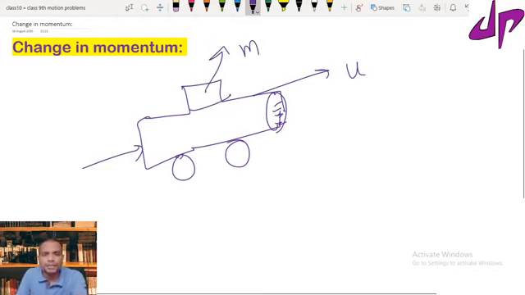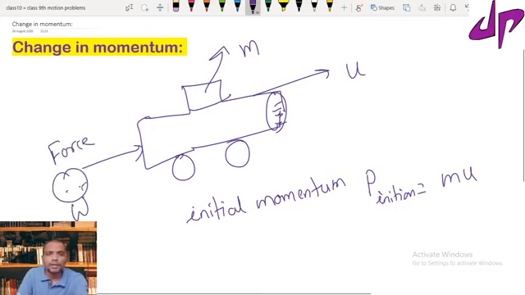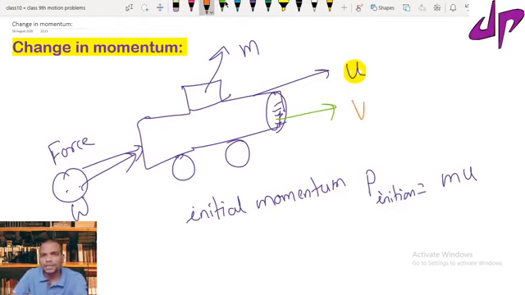We can say it has initial momentum. Therefore, I can write the initial momentum as P initial. What do I get? The product of mass and velocity, mass times velocity. Suppose you apply a force. Force is applied on the truck. Now in this case, the velocity will change. Now it has a final velocity, or it has changed its velocity. I take the velocity as v.